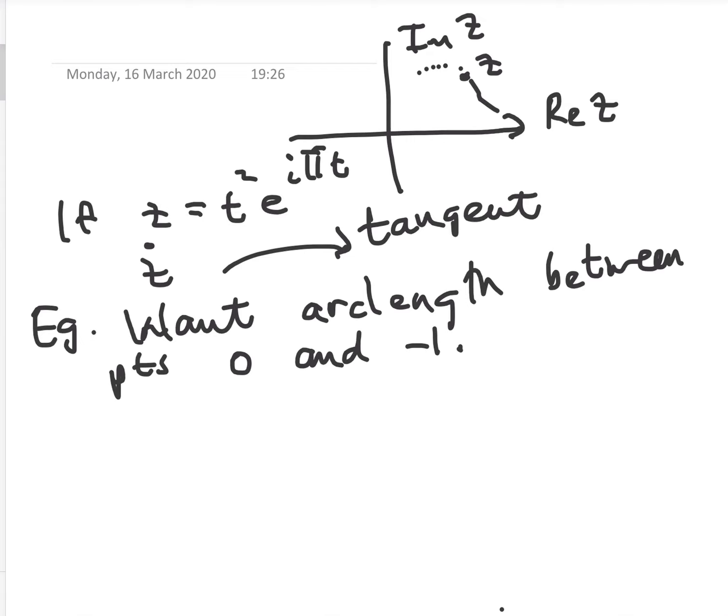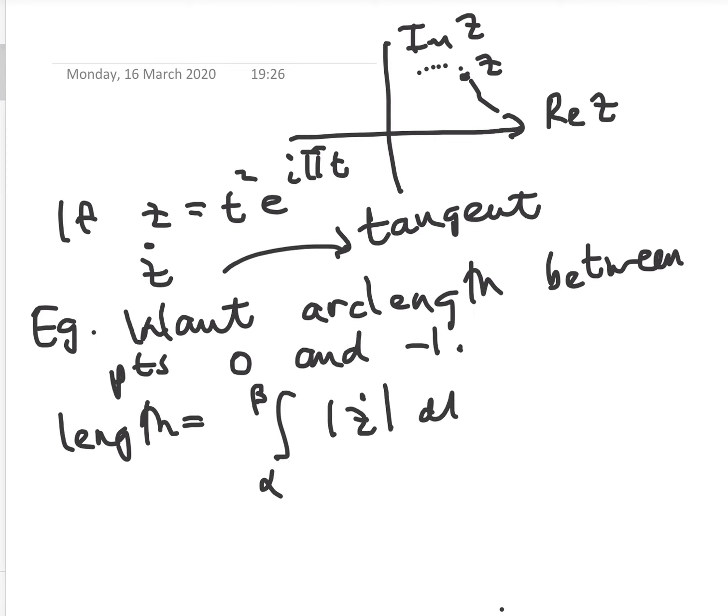So the length is going to be given by, as always, the integral between two t values. I'm going to call this t equal to alpha and t equal to beta, and that's going to be the mod of z dot. So it's very similar to before, but we don't have vectors, we have complex numbers. There's no vector notation here. This is your z differentiated with respect to t. Take the mod of it, and this modulus that you're taking here is not the length of a vector, it is the mod of a complex number. So this is the mod of z dot integrated with respect to t between alpha and beta.